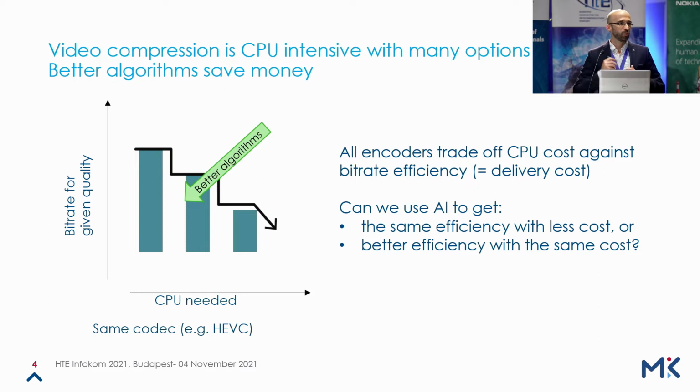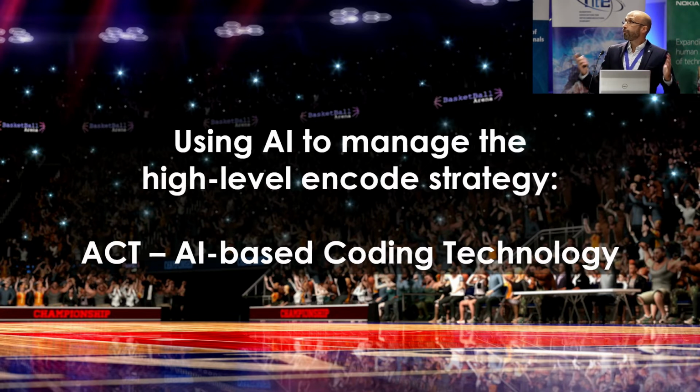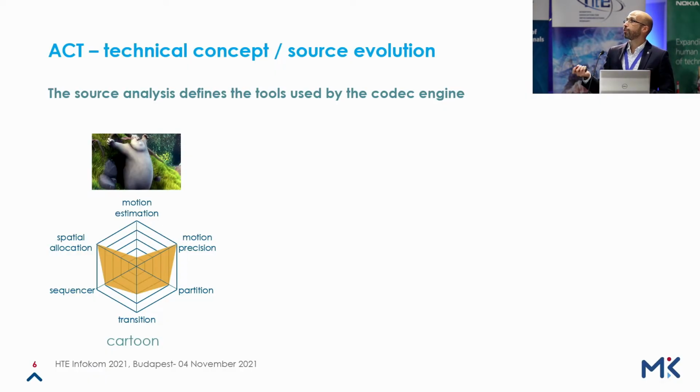We all think about AI as those brand new disruptive technologies like self-driving cars and voice recognition and everything. But in fact, you can use it to optimize other simpler tasks on existing problems. And in this case, the idea was, what if we could use AI to better tune our encoders and better manage our CPU usage so that we can deliver a better encoding for the same resources and for the same codec? So our first target was to manage the high-level encode strategy.